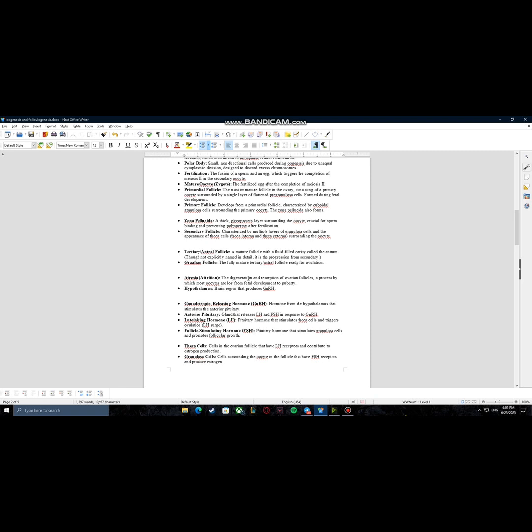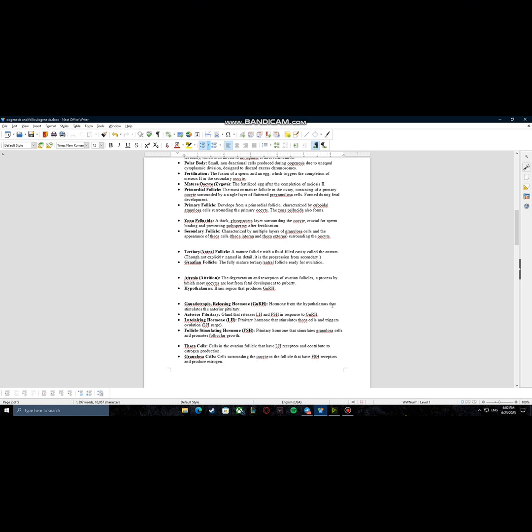Atresia. It's the degeneration and resorption of ovarian follicles, a process by which most oocytes are lost from fetal development to puberty. Hypothalamus is the brain region that produces gonadotropin-releasing hormone. Hypothalamus is basically a part of our brain that is above the pituitary, and it's really important because it controls most of our brain regulating mechanisms, and it's also responsible for releasing the gonadotropin releasing hormone.